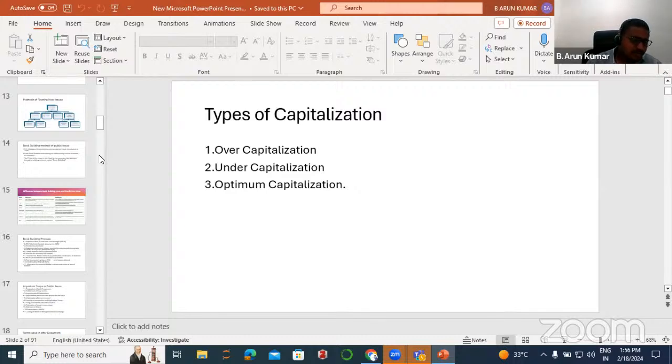Coming to unit number 4, that is capitalization. In this, you first learn what capitalization is. Some definitions are given on page number 48; you study any one definition. Also learn the types of capitalization: over capitalization, under capitalization, and optimum capitalization.